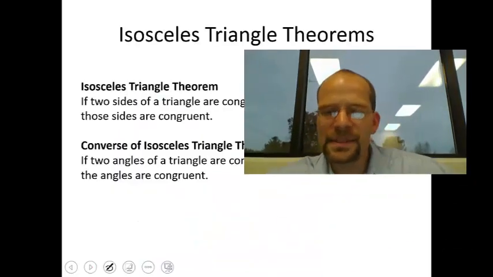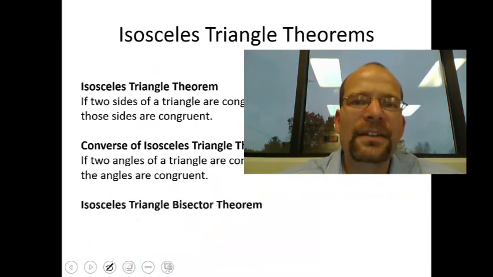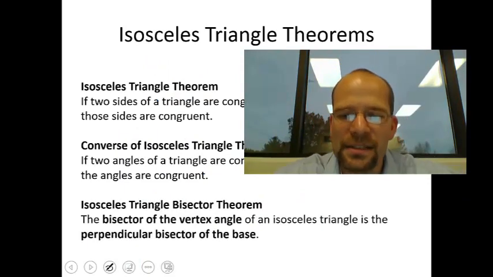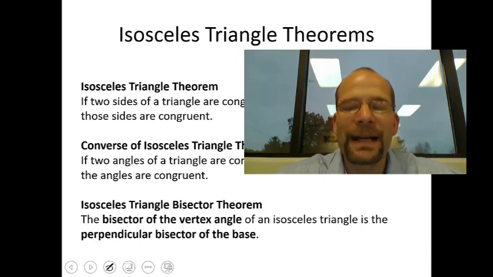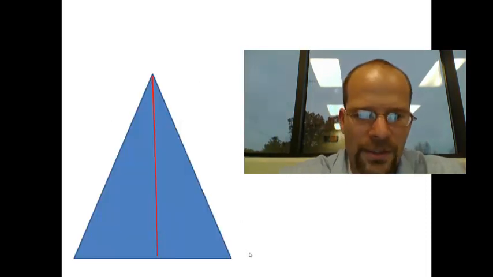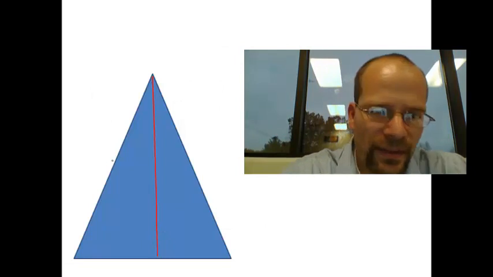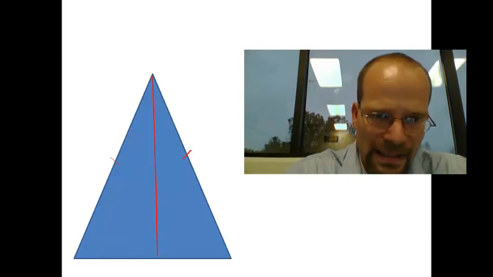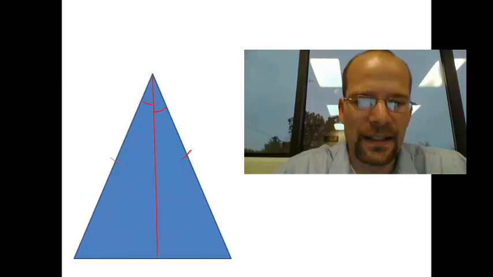The next theorem is called the isosceles triangle bisector theorem. It says the bisector of the vertex angle of an isosceles triangle is the perpendicular bisector of the base. So we have here a diagram of an isosceles triangle. Let's just make sure it's an isosceles triangle. There it is. Okay. And we're talking about the bisector of the vertex. That is the bisector of the vertex right there.